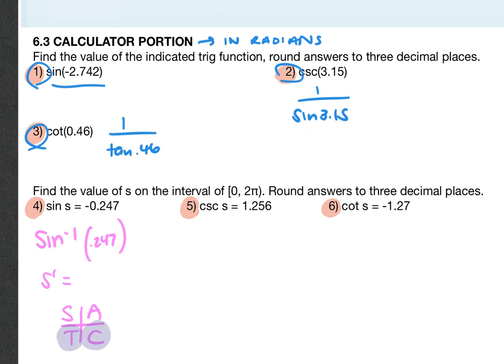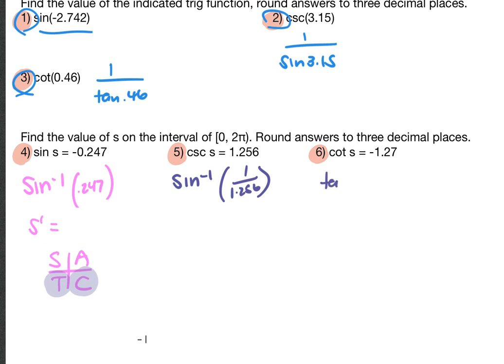For the inverse ones, you hit the -1 buttons first. Remember, the negative ones never go in the denominator. So this would be sine -1 of 1 over 1.256. And this would be tan -1 of 1 over positive 1.27. That's going to give you your prime. That's going to be your reference angle. And then for 5, you're looking for where sine is positive, so 1st and 2nd quadrant. And 6, you're looking for where tan is negative, so 2nd and 4th quadrant.